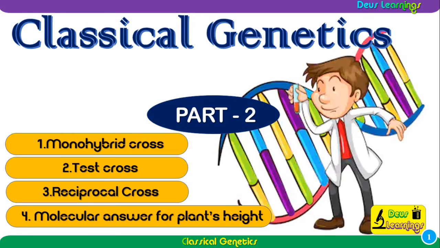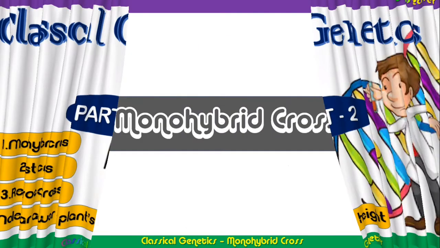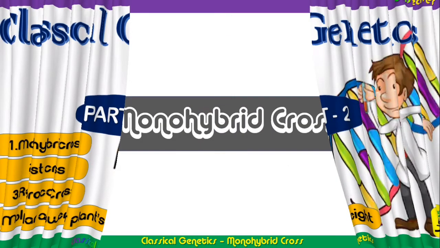So welcome to the next class on classical genetics. In this class we are going to see monohybrid cross, test cross, reciprocal cross, and we'll try to understand the molecular mechanism involved in determining the plant's height. So let's begin. First the topic comes: monohybrid cross.